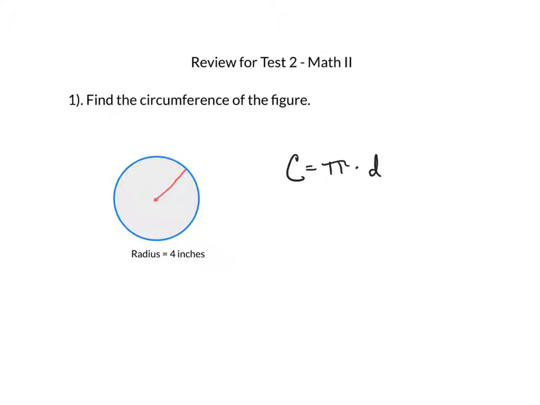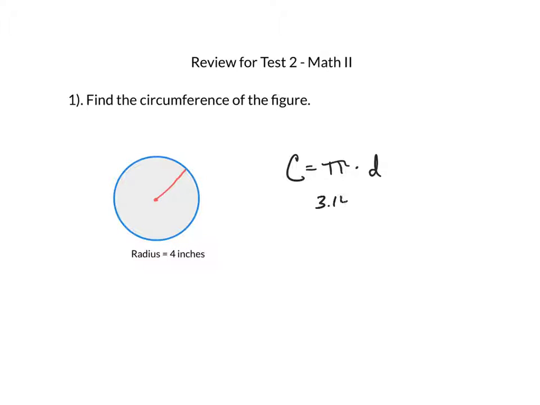This is the review for Test 2 in Math 2. Problem number 1. Find the circumference of the figure, and you are given that the radius is equal to 4 inches. Remember, the circumference is pi times the diameter. If the radius is 4, that means that the diameter is 8.